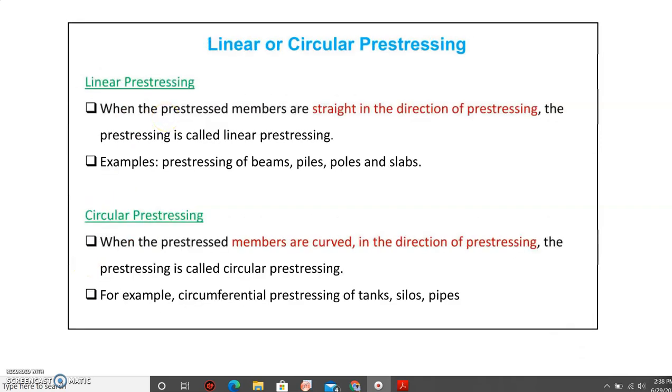Next, linear pre-stressing. When the axis of the pre-stressing member coincides with the axis of the tendons, it is called linear pre-stressing. For example, pre-stressing of beams, piles, poles and slabs. When the axis of the member is in a circular pattern, it is known as circular pre-stressing. For a circular member, circular pre-stressing is adopted, for example circumferential pre-stressing of tanks, silos and pipes.